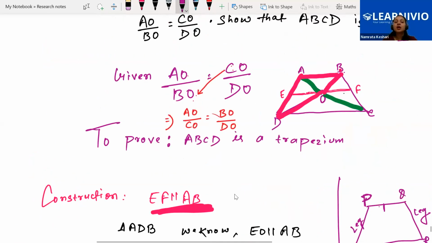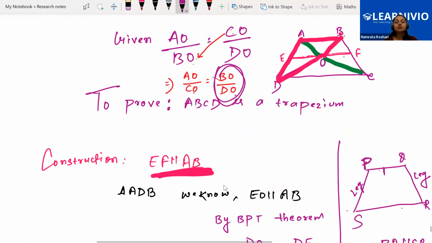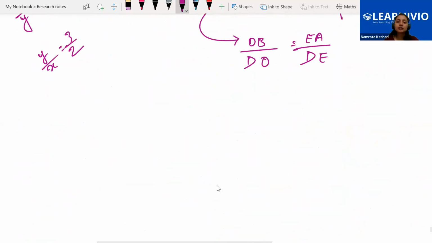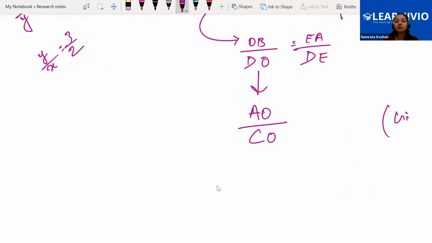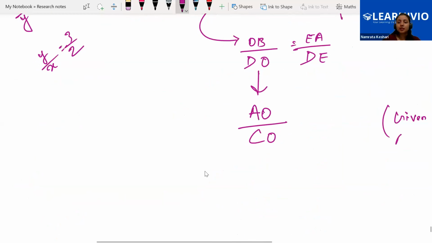Why did we take the reciprocal? Because here BO by DO is what? AO by CO. Yes or no? Yes. It is given already that BO by DO is AO by CO. This one is given that this is same as AO by CO. How are we writing from the given part? Write it clearly that given is AO by CO is equal to BO by DO. It is given already. That is equal to EA by DE.